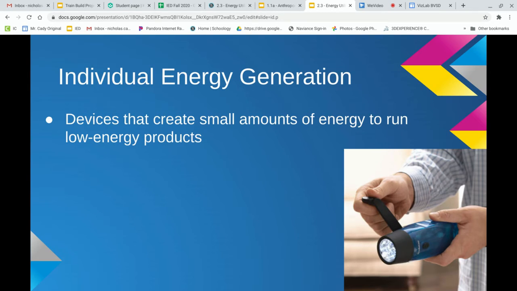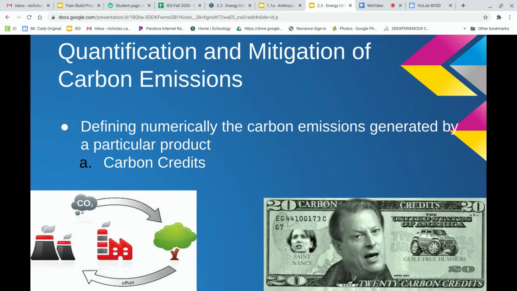All right. We also have what's called individual energy generation. I put a little picture of what in the UK they call a torch, what we call a flashlight. It's got the little hand crank. As you spin it, you're generating some electricity. You're pushing electrons. Some of it's being stored long enough that your flashlight will stay on even when you're done cranking. Devices that create small amounts of energy to run low energy products.